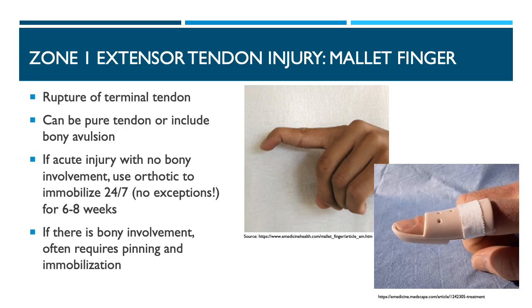This, similar to a jersey finger, can be just the tendon avulsing off, or it can be a bony avulsion as well. The extensor tendon is nice though, because of the extensor hood, there are so many other ligaments keeping it in place. It doesn't retract like a flexor tendon can. So if there's no bony involvement, all you have to do is make an orthotic to extend the DIP, and then because the tendon is still sitting right there, it can scar down and heal right back to the position that it was in.